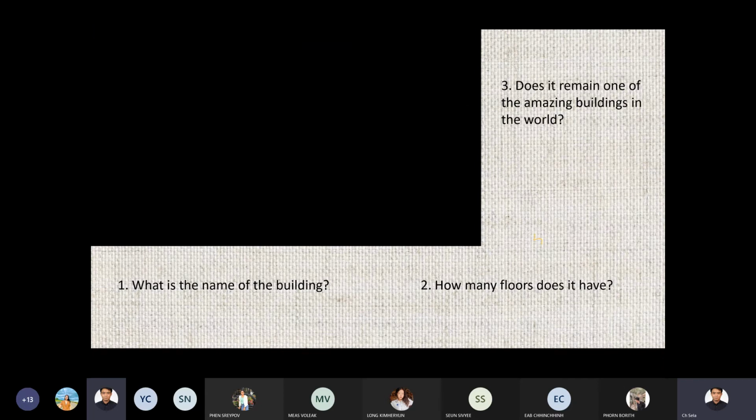All right. Okay, everyone. What is the name of the building? Hello. Should I call you by name? Otherwise, you don't answer the questions. Okay, Marida, what is the name of the building?